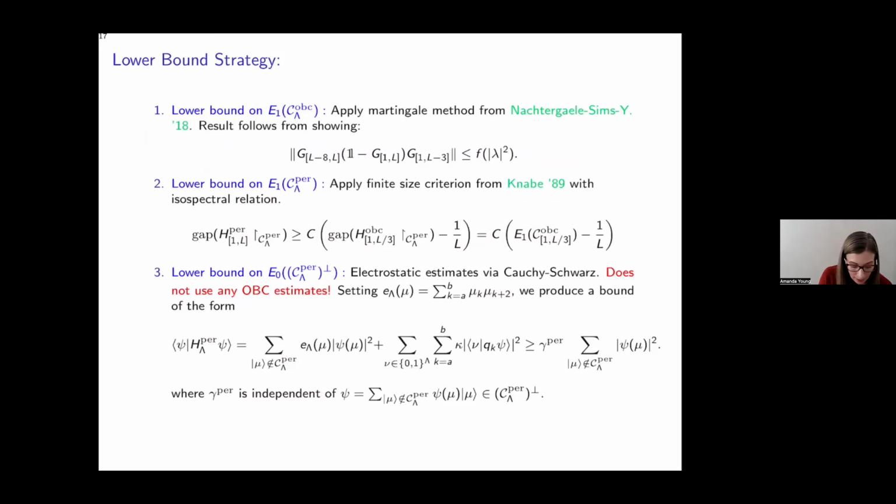And then for the orthogonal complement of the subspace, which is where we know all of the edge states live, I'm going to use electrostatic estimates that are just based off of the Cauchy-Schwarz inequality. And the main thing here is that I do not need to use a Hamiltonian with open boundary conditions to approximate the ground state energy in this sector. And since I'm not using it, the minimal energy of its edge states will not actually come into my estimate in the very end. So that's kind of the 2-minute description of what this strategy is and how it works.